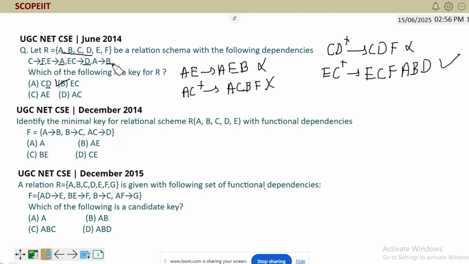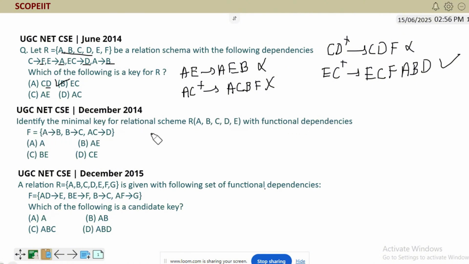This is one trick to find this question faster. Okay. Now further, this is your next question, December 2014. Here also they ask you to find the minimal key. If you remember, like I already explained, the question will be find a key, find a candidate key, find a minimal key. I've included all the three questions like that only. So identify the minimal key for relational schema A, B, C, D, E with the functional dependency given.